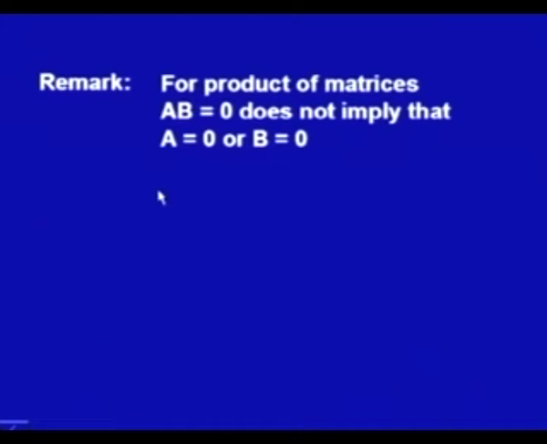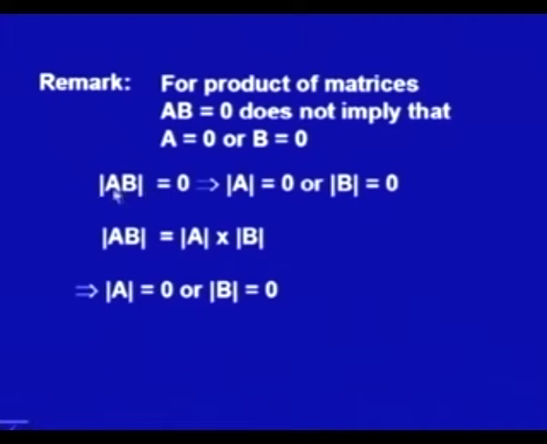There are certain remarks. One thing is that for a product of matrices, AB equal to 0 does not imply that A is equal to 0 or B is equal to 0. This is the result which we have seen when we were discussing determinants, that it is quite possible that A and B, none of them is 0, but their product AB is 0.